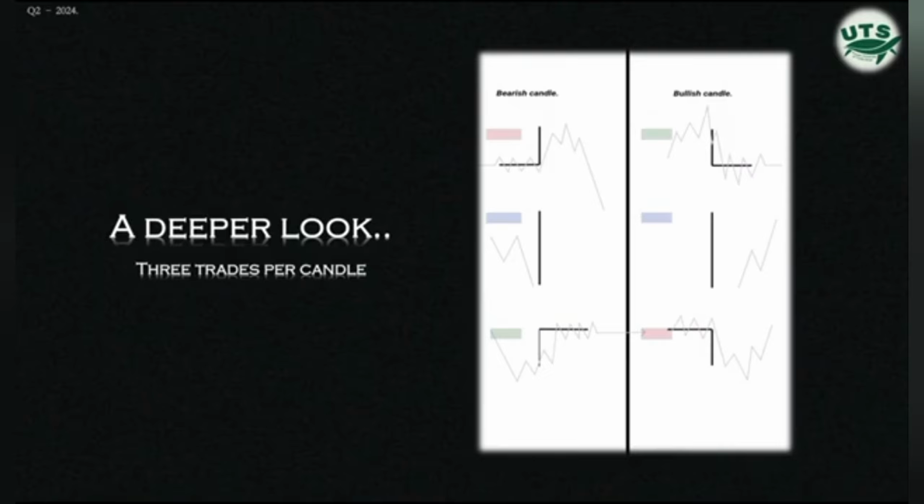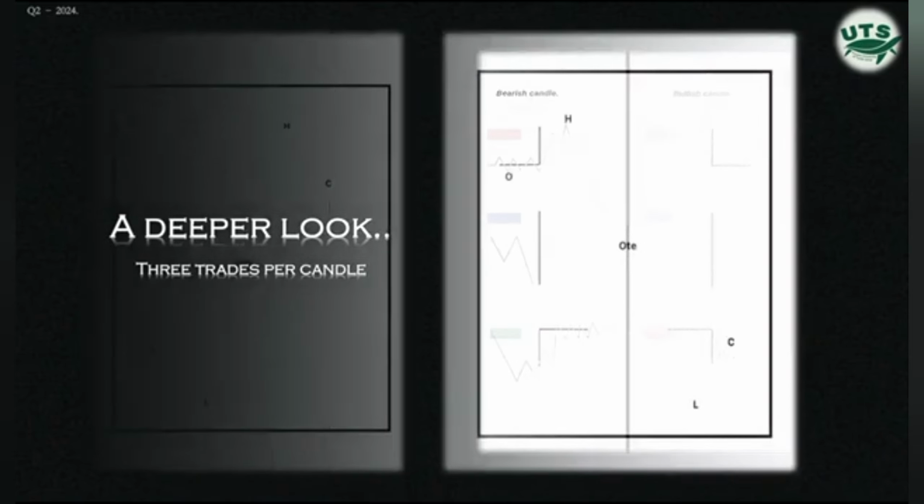Power of 3. Buy below the open when bullish, and sell above the open when bearish. How do you determine? By the closes. Close above, higher prices. Close below, lower prices. Wick below, higher prices. Wick above, lower prices.